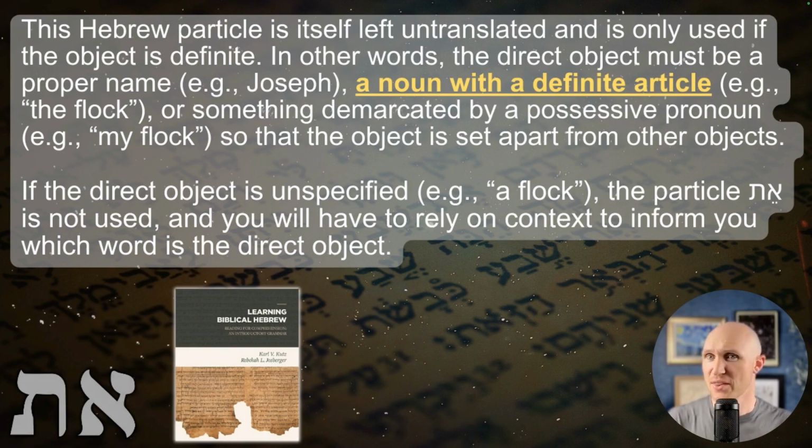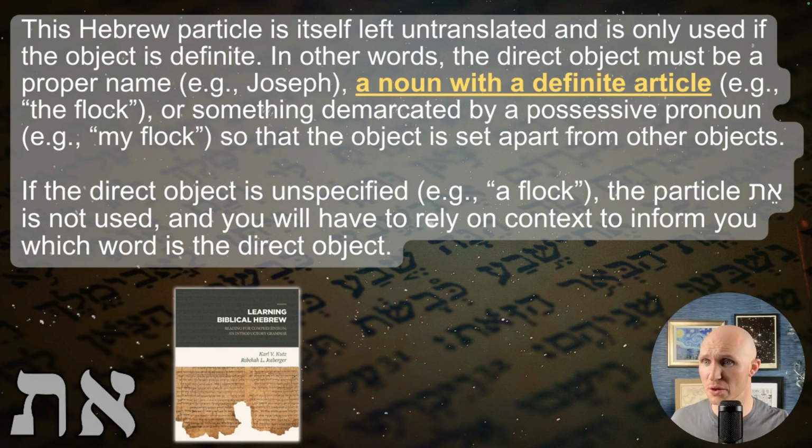All right, so it's actually not that fascinating at all when you consider the rules of Hebrew grammar. And I truly do mean that as respectfully as possible. This is the continuation of that quote that we looked at earlier from Learning Biblical Hebrew. It's talking about the word et here. This Hebrew particle is itself left untranslated and is only used if the object is definite.